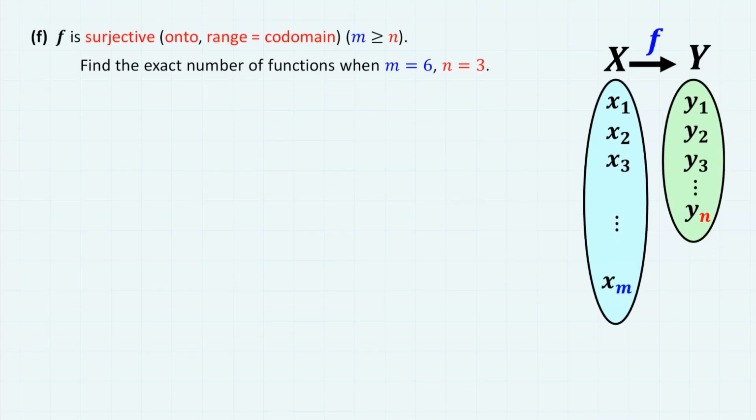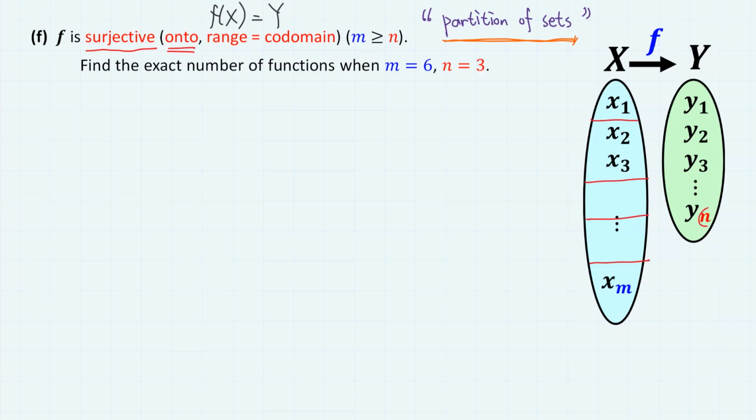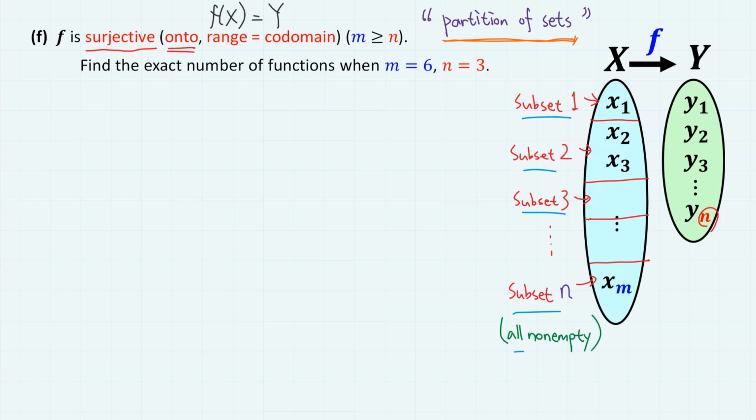And finally, perhaps the most complicated one, the number of surjective functions, or onto functions, or the functions where the range equals codomain. I am not gonna waste your time, so I will explain how to do it right away. There are more than one method to solve this problem, but in here I will use partition of sets. We have to divide the domain X into n groups or subsets, where each subset contains at least one element.